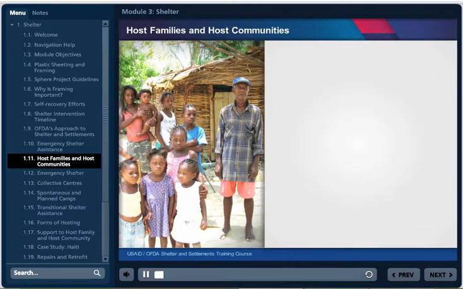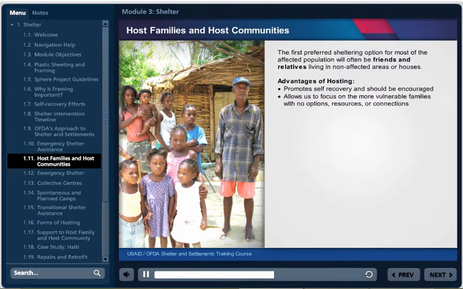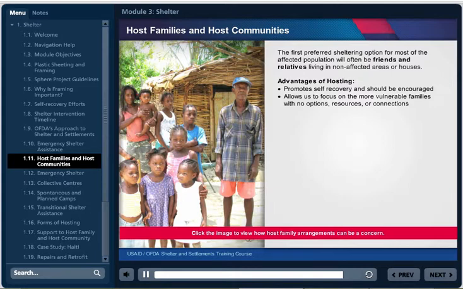Faced with displacement, the first preferred sheltering option for most of the affected population will often be friends and relatives living in non-affected areas or houses. Therefore, we must prioritize support to host communities. While this should be encouraged, as it promotes self-recovery and allows us to focus on the more vulnerable families with no options, resources, or connections, it is also important to understand challenges that come with this emergency shelter solution. Click the image to view how host family arrangements can be a concern.